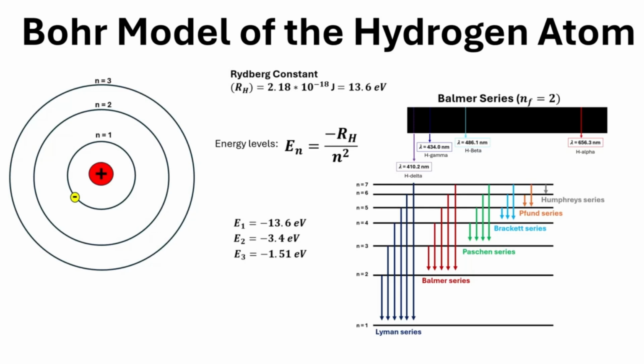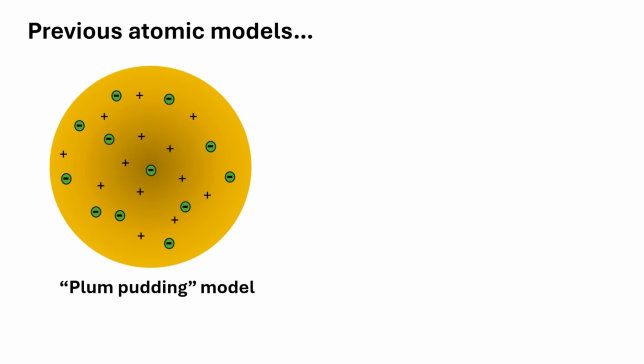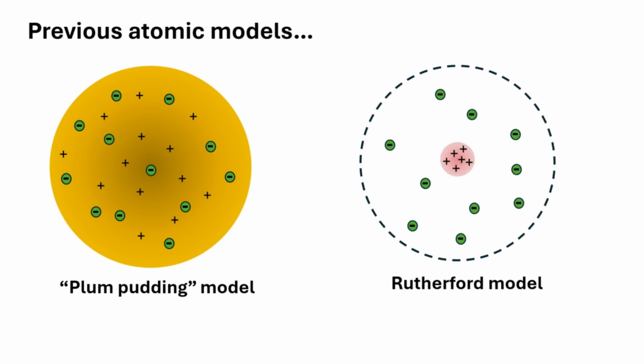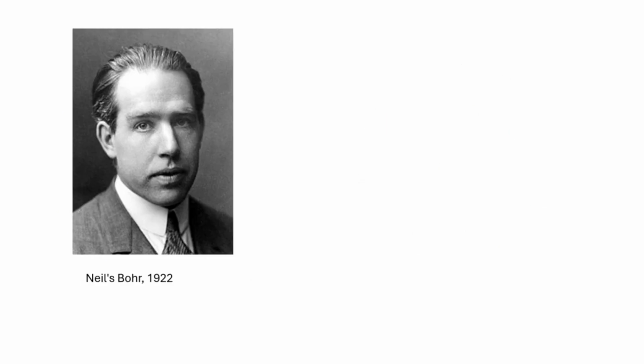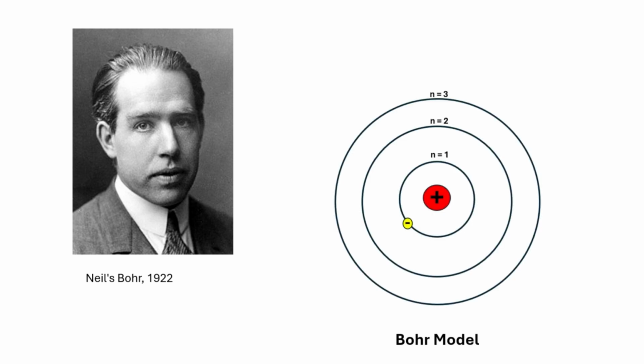Hi everyone. Let's talk about the Bohr model of the hydrogen atom. To give some background, J.J. Thomson's plum pudding model tried to describe the atom, but Ernest Rutherford later found it to be incorrect, so he created his own version called the Rutherford model. However, Rutherford's model did not align with the new discoveries found in quantum mechanics, so Danish physicist Niels Bohr set out to create a new model of the atom.